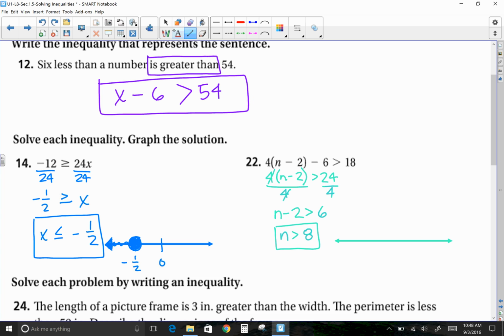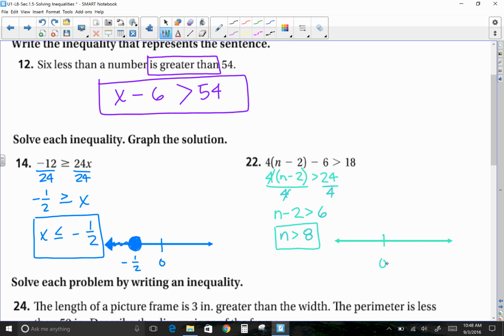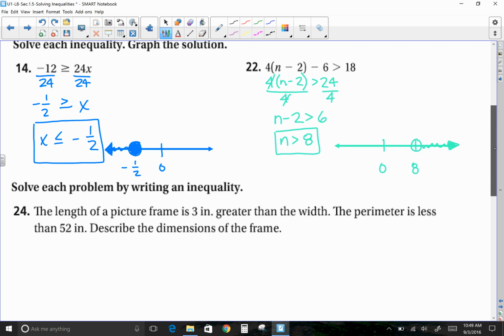And we're going to have, over there. So I have 0, and I have 8, and I put a circle on 8. I do not color it in because there is no equals with it, and it's pointing to the right, so I'm going to shade to the right. All right, moving on to your next set.